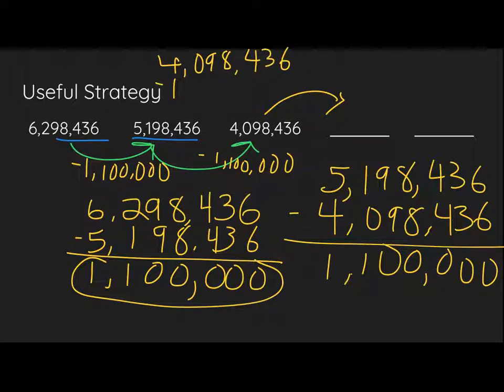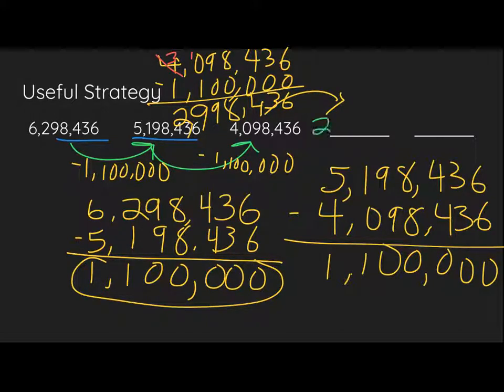So as we go to our next number, we are going to subtract 4,098,436 minus 1,100,000 to see what our next number is. So let's see what it is. Doing some subtraction, I have 0 minus 1. I'm going to regroup, and now we can actually do the rest of our subtraction. So the next answer should be, we'll write it in green, 2,998,436.